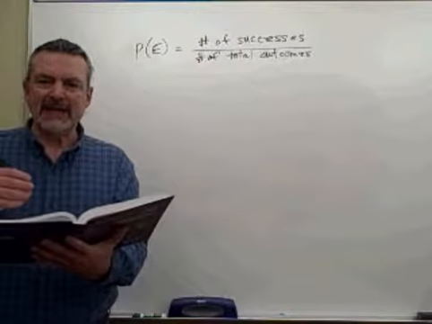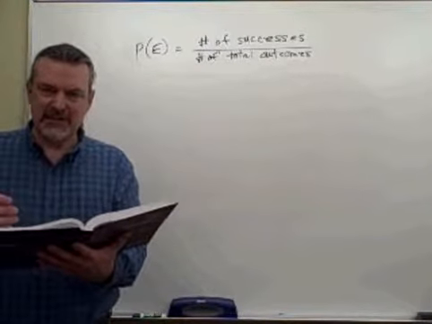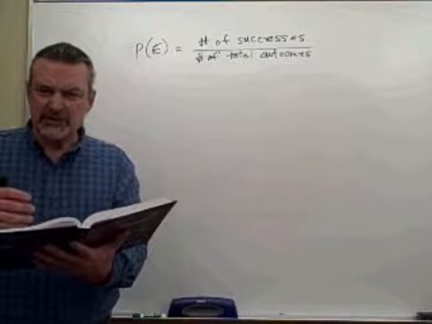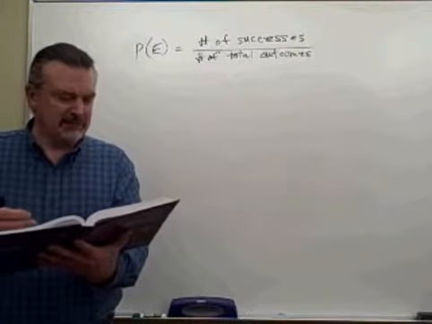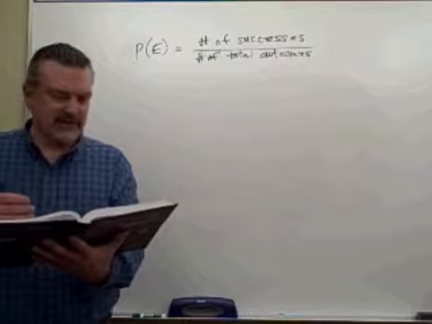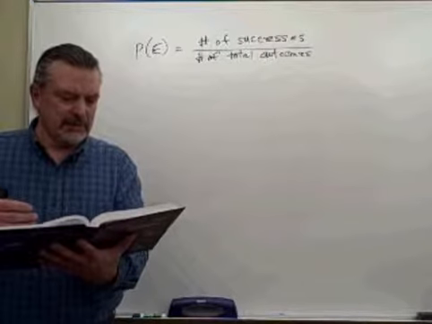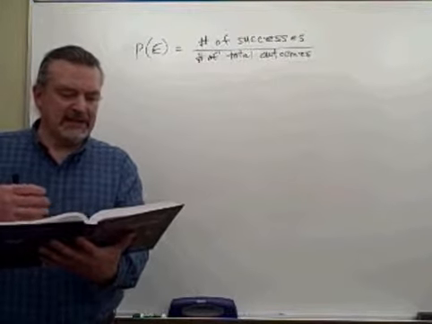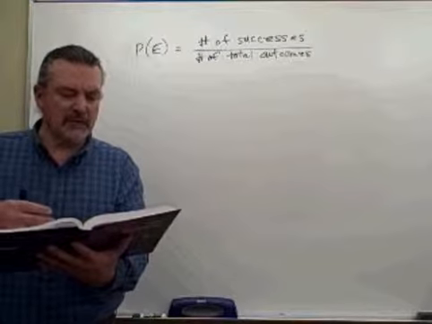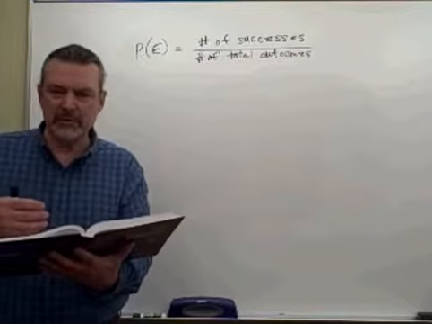Let's look at problems 8 and 9 together here in the same video. They're really very similar probability type of problems. Problem 8 says, a die is rolled. Find the probability that an even number or a number greater than 4 will be rolled.